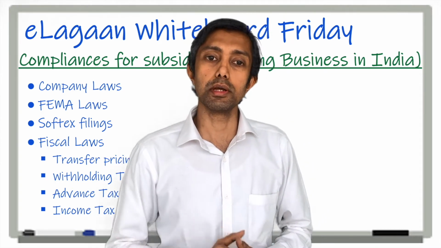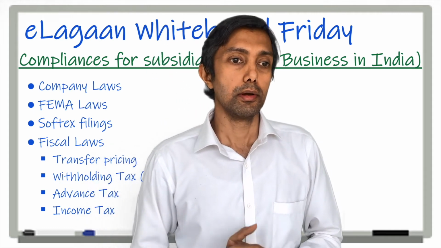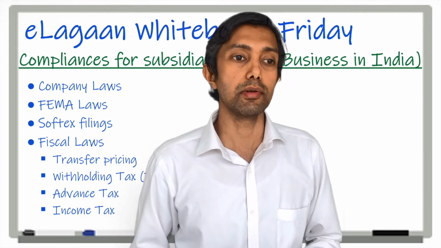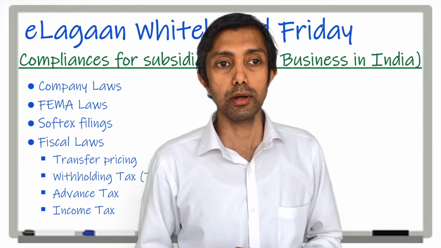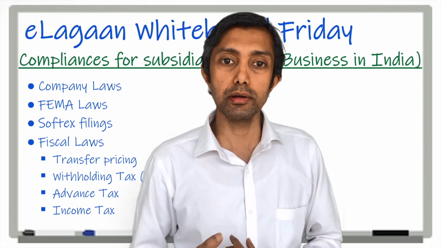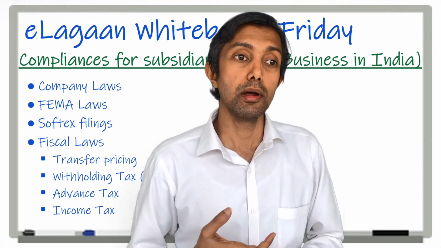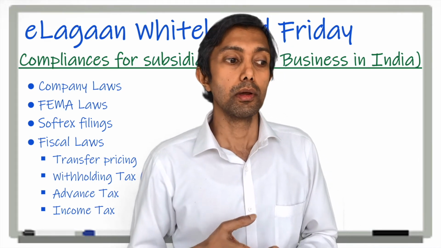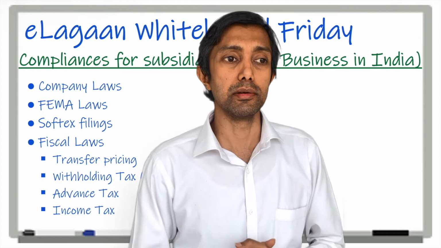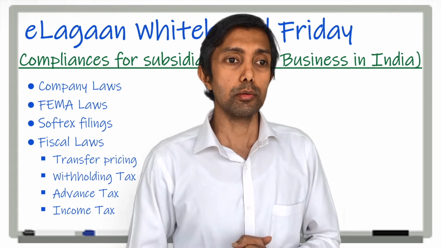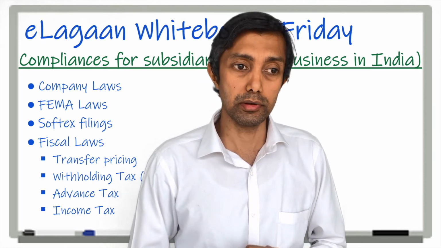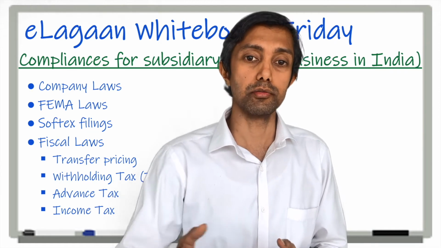We then come to the fiscal laws that apply. We will have income tax and we have GST. Under income tax, we typically have transfer pricing, withholding tax, we have advance tax payments, and we also have what I would call royalty payments to be looked at. Advance tax is typically paid 3 times in a year based on an estimate of the profits that you expect to earn.